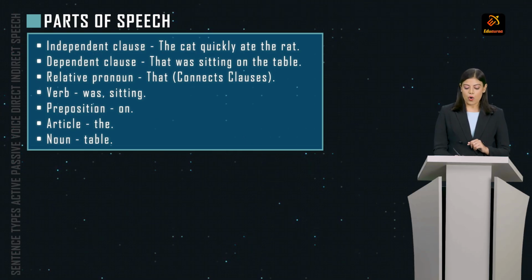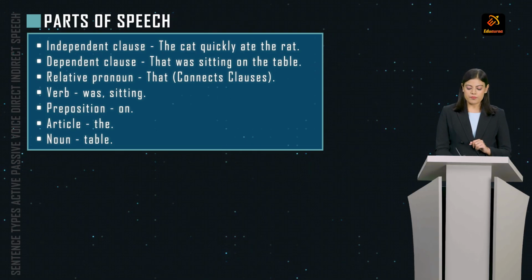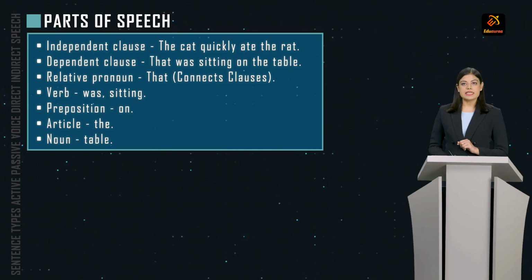After that, I have the word was. Was is again a verb. Sitting. What is sitting? Sitting is also a verb. Both of them are verbs because both are actions. And on the table. On is a preposition. The is once again an article and table is a noun. You should know how to identify these basic parts of speech because without them, identifying independent and dependent clauses will become extremely important.